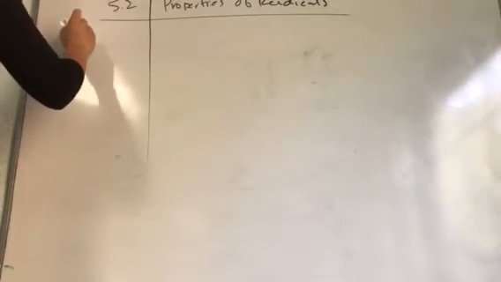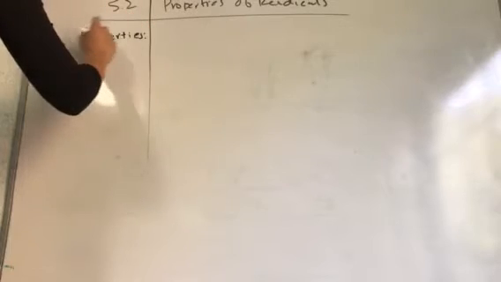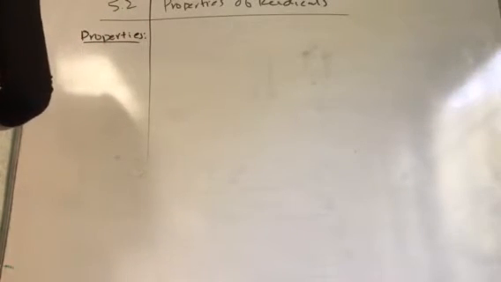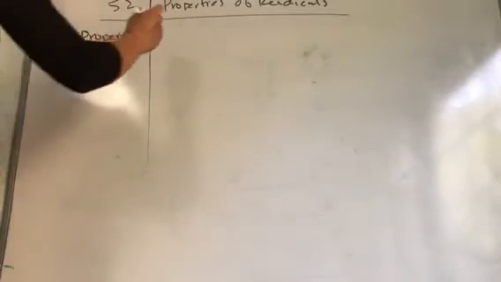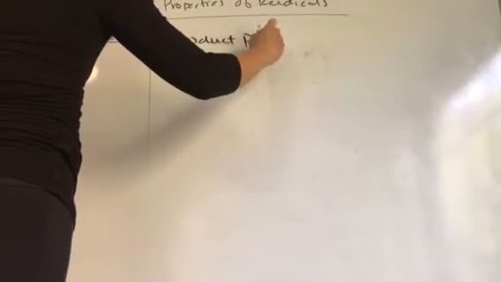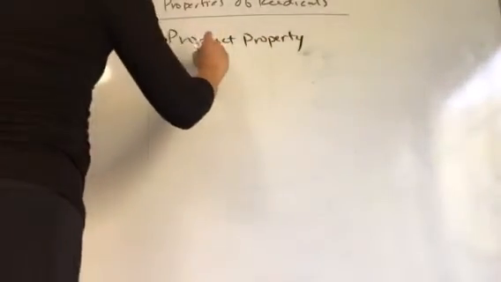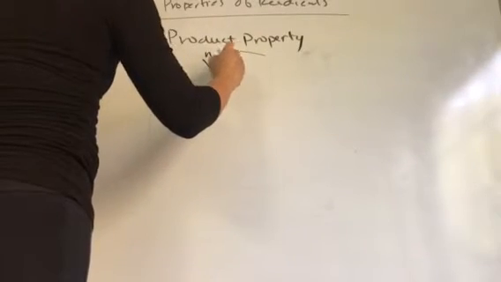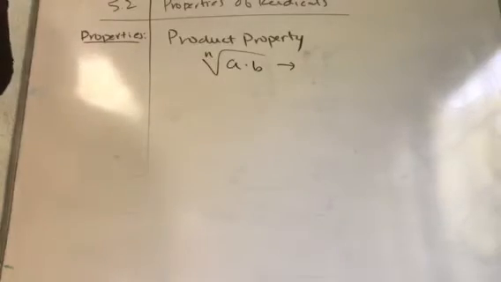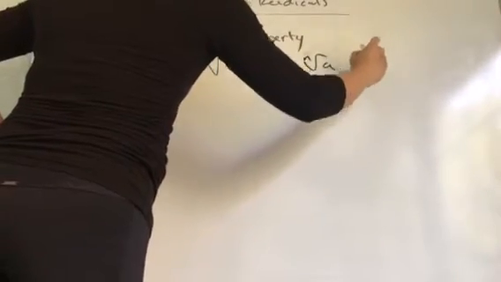The first thing is I'm going to add two more properties to your little tool bag that we discussed the previous day, all right? The property that we're going to talk about first is called the product property. Okay, and what this says is that if you have something under an nth root, you can separate them. So you can write it as nth root A times the nth root of B.